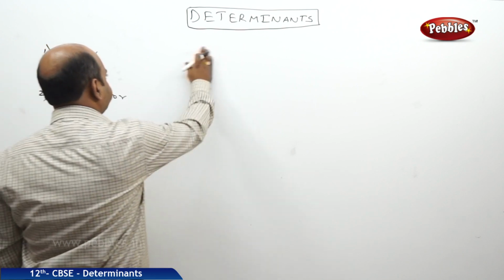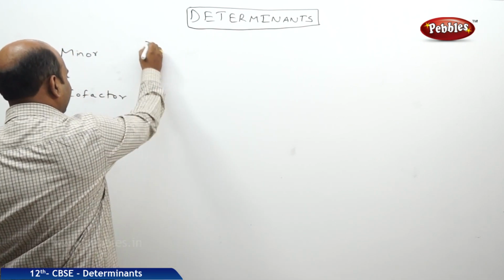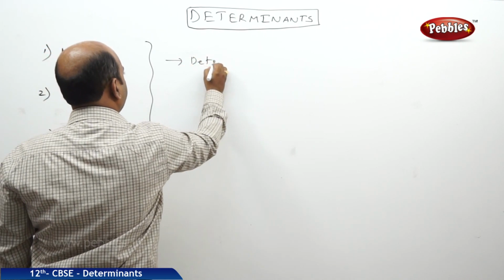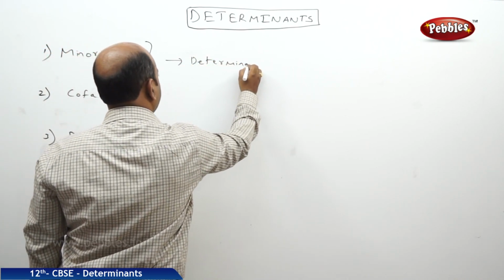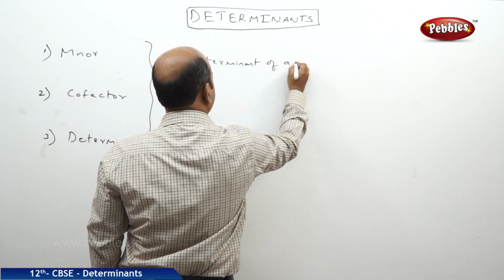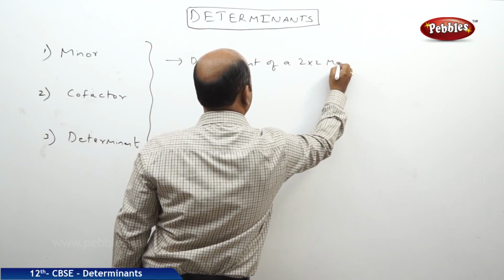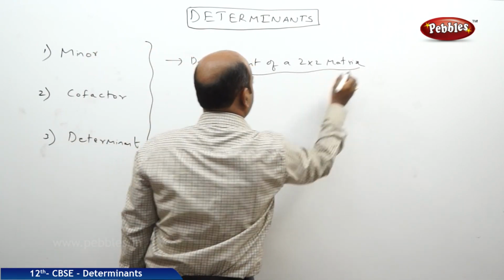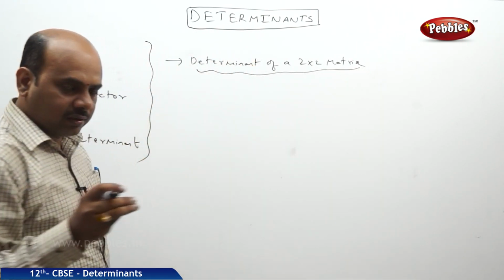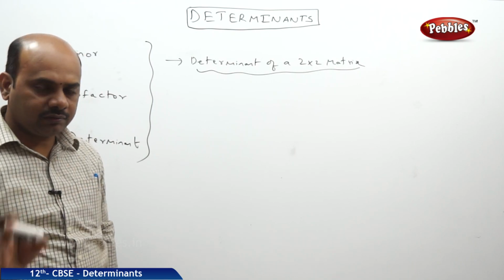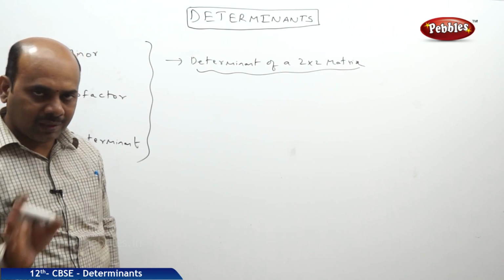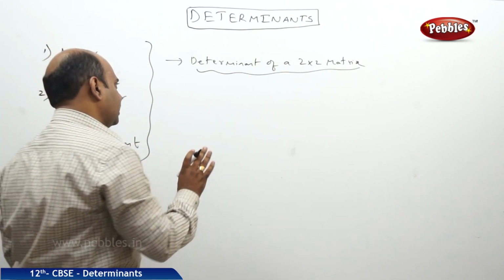Now here, before telling these three definitions, I would like to tell what you mean by the determinant of a 2 by 2 matrix. Determinant means it's always a real number associated with a matrix. A real number associated with a matrix, you call it a determinant.